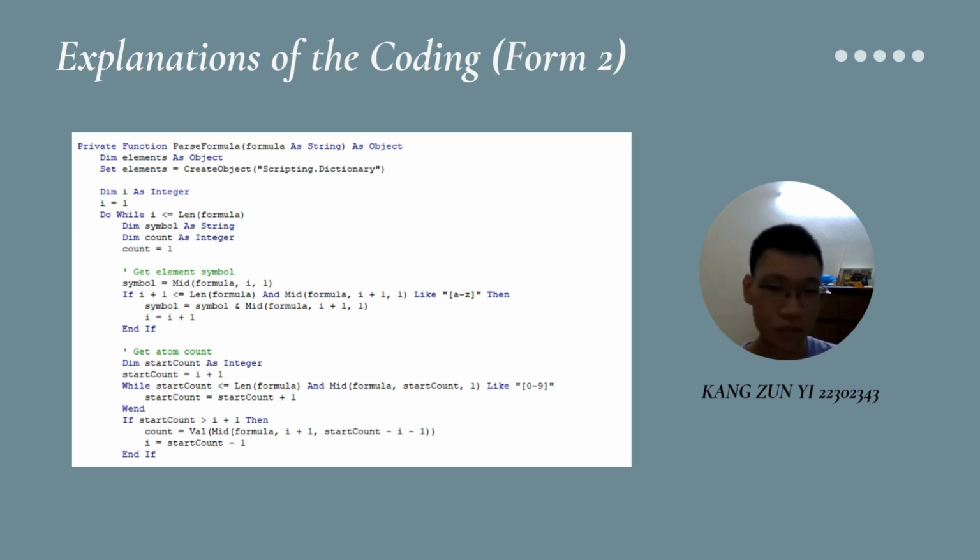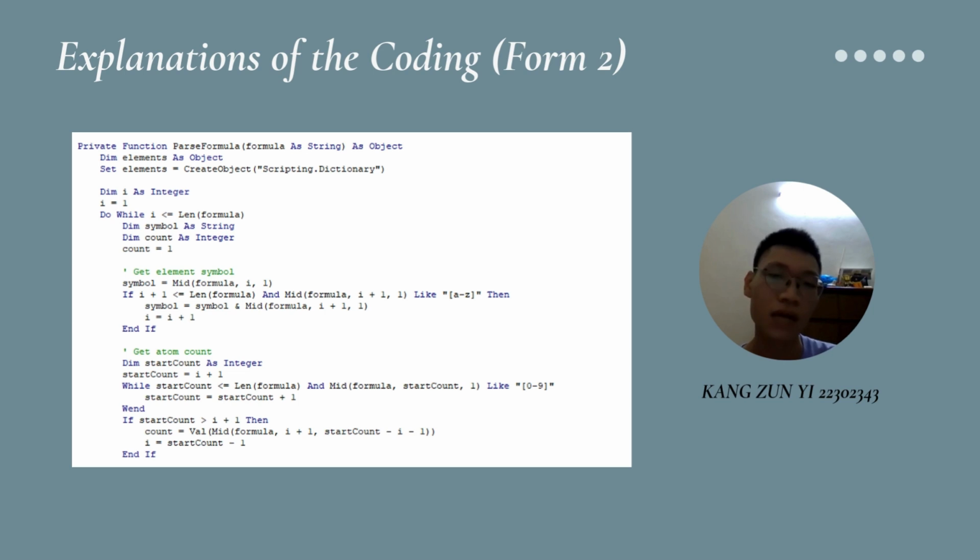The parse formula function processes a chemical formula string and converts it into a structured dictionary of elements and their counts. It looks through the formula character by character, identifying elements by their symbol, which may include one or two letters. If the symbol is followed by a number, it extracts the number to determine the count of atoms. If no number is present, the count defaults to 1.